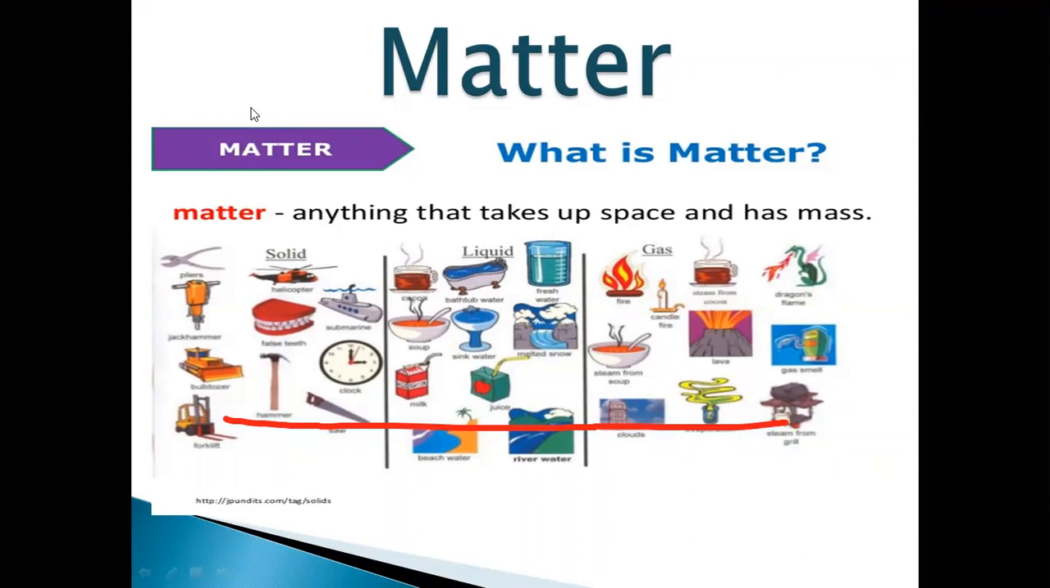Matter is anything that has mass and occupies space. See, where space is written, sometimes volume can also be written. So people may define matter as a substance which is occupying volume and has some mass.